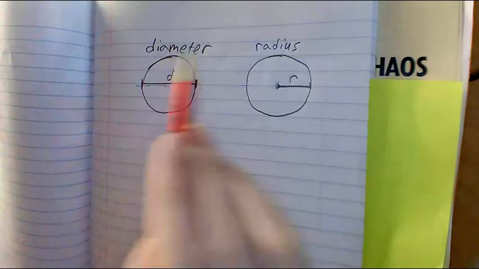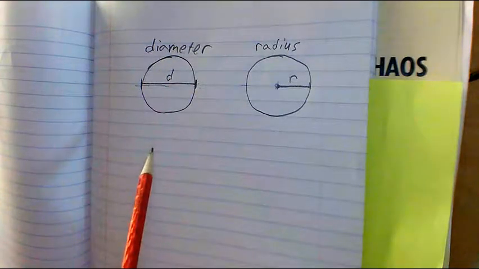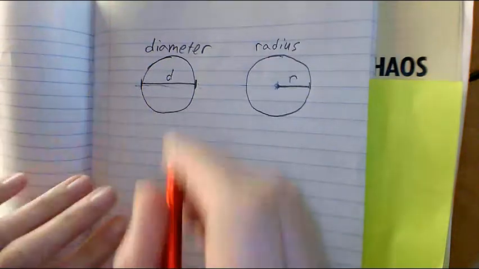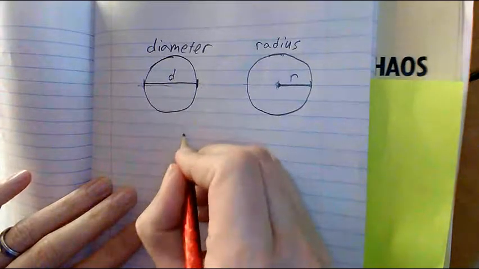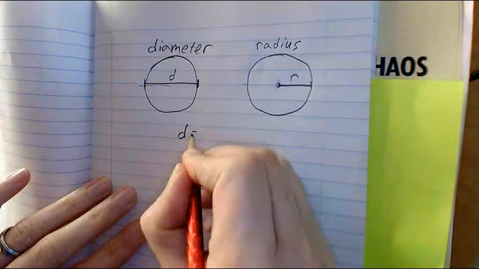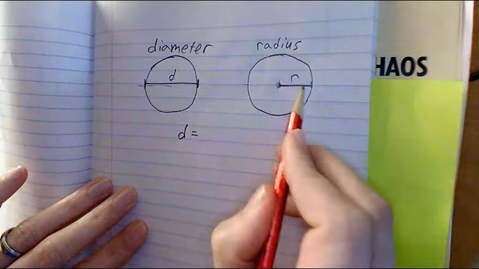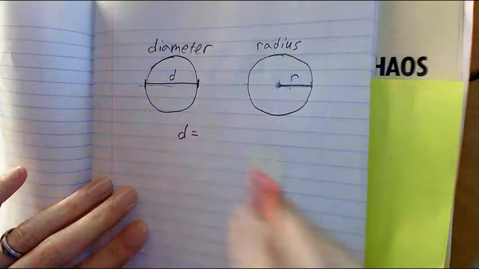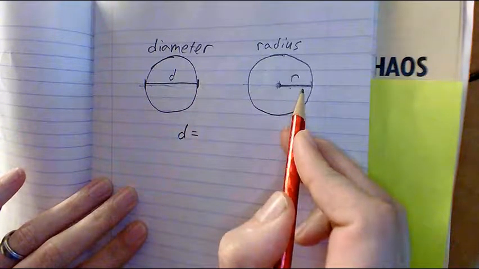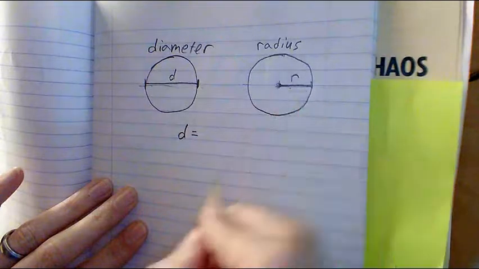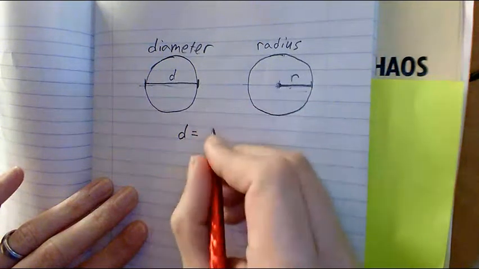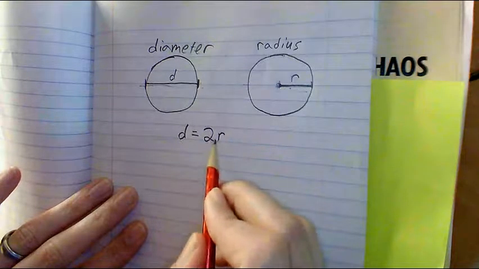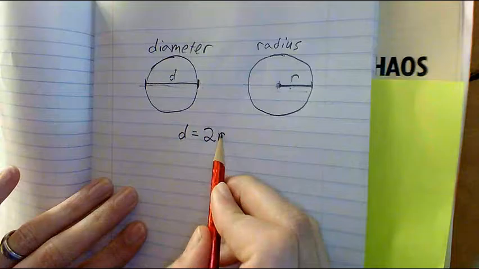Now, there's a relationship between diameter and radius. Notice before how I said that the radius is half of the diameter. So we can actually write that out. If d is my diameter, notice that it takes two of these radiuses to make an entire diameter. And technically, I should say radii. If you say radius, I'm not going to crucify you. So two radiuses. In other words, diameter is 2 times the radius.